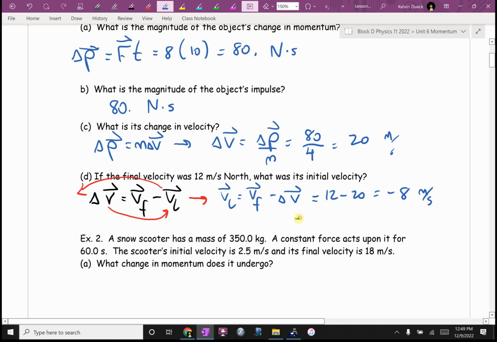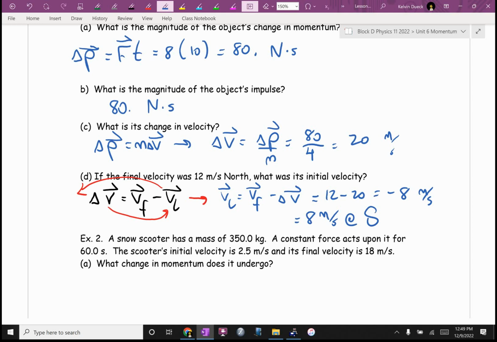Okay, so I would accept negative 8, but if this was multiple choice, instead of negative 8 as an answer to pick from, I might have 8 meters per second south. Just don't say negative south. Okay.